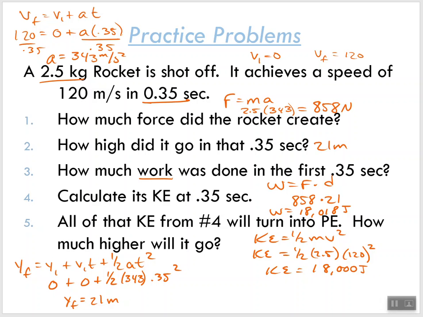All right. All of that kinetic energy for number 4 will turn into potential energy. So how much higher is it going to go? Because what's happening now is all of this energy is due to its speed, but now the engine has stopped firing. So it's going to start losing speed because gravity is pulling on it. So as it loses speed, it's losing kinetic energy. But we can't lose energy. It can only transform, and we'll talk more about that in days to come. But all this kinetic energy is going to go into the form of potential energy.